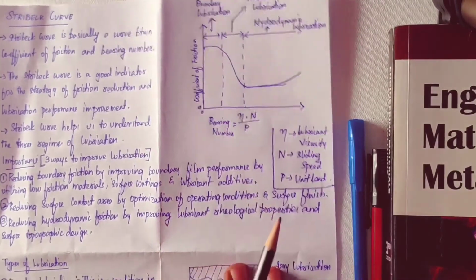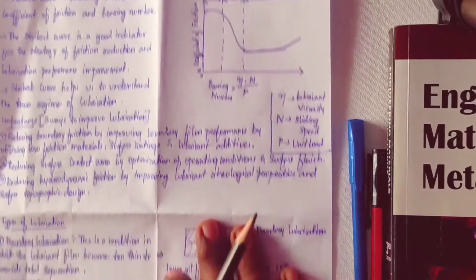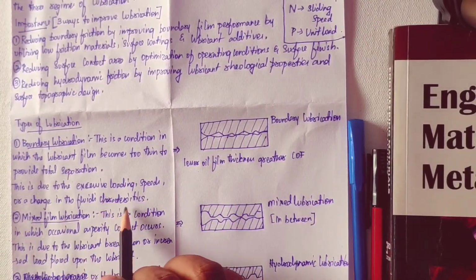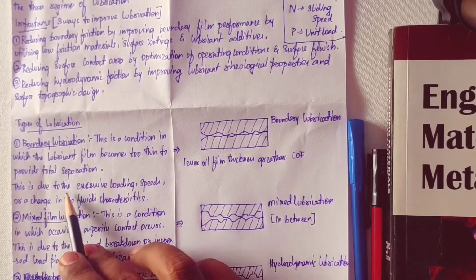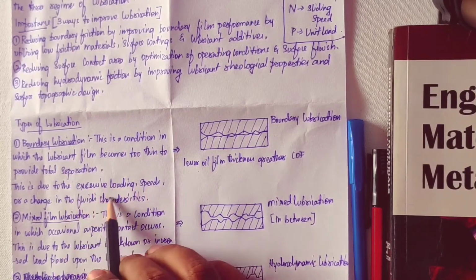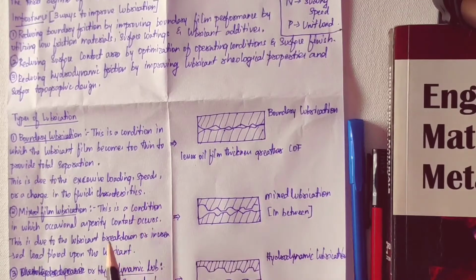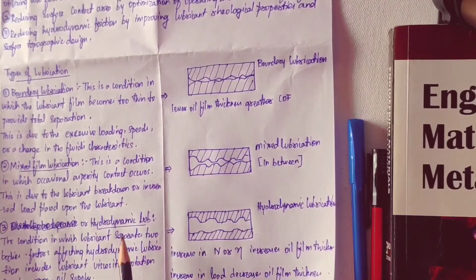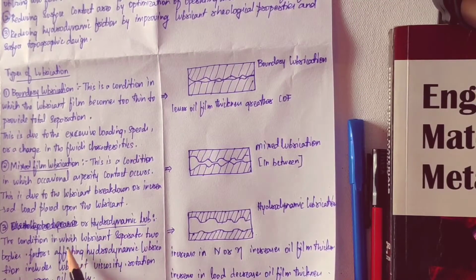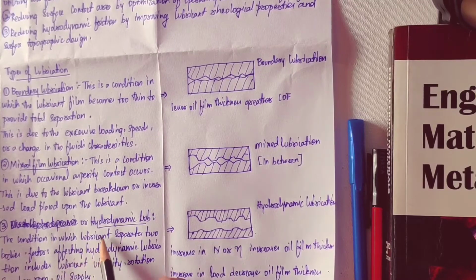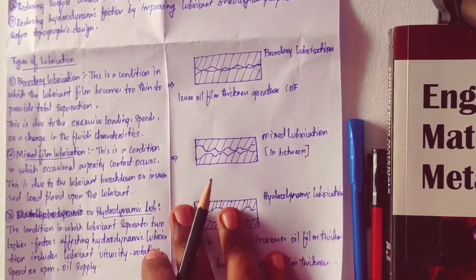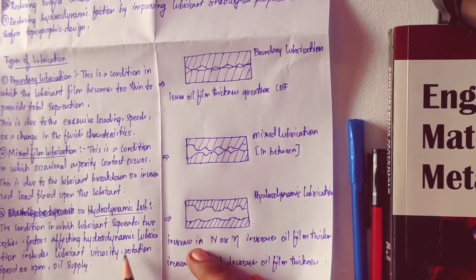This is due to excessive loads or speeds or a change in the fluid characteristics. So when does this boundary lubrication take place? When there is excessive load, speeds or change in the fluid characteristics. This is boundary lubrication. Now mixed lubrication. Before saying mixed film lubrication, let us see what hydrodynamic lubrication is. This is a condition in which the lubricant separates the two bodies. The factors affecting hydrodynamic lubrication include lubricant viscosity, rotational speed or RPM and oil supply.